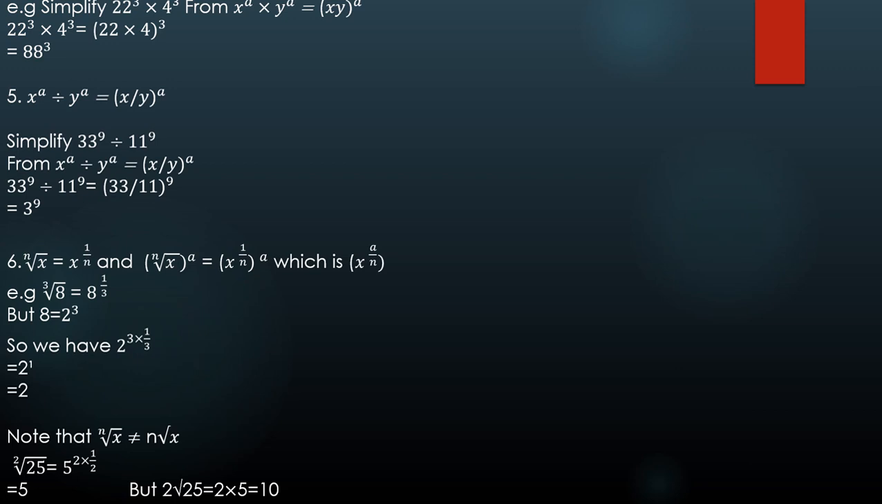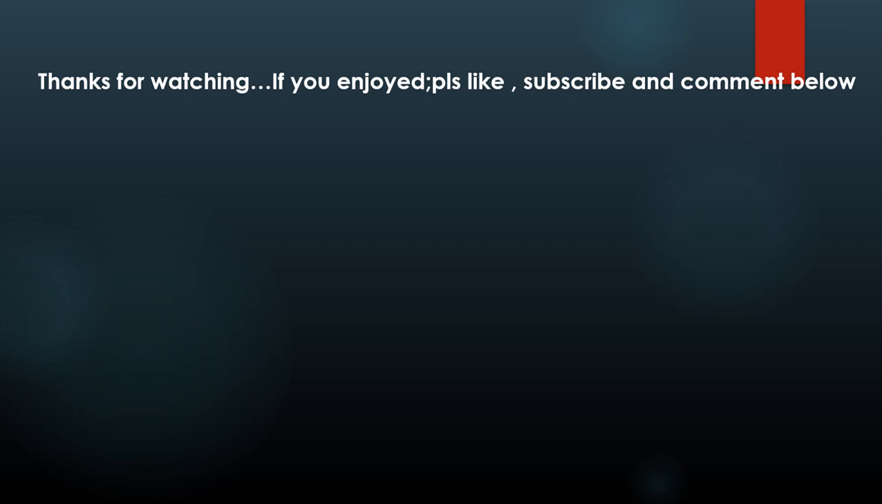Now, but for 2 root 25, look at what we have. We have 2 times 5 equals 10, because root 25 itself is 5. So 2 root 25 means 2 times root 25. I'm trying to tell you to note the difference between nth root of x and n root x. N root x means n times root x. N is multiplying root x. Nth root of x, it is the reciprocal power that we are having here. As simple as that.